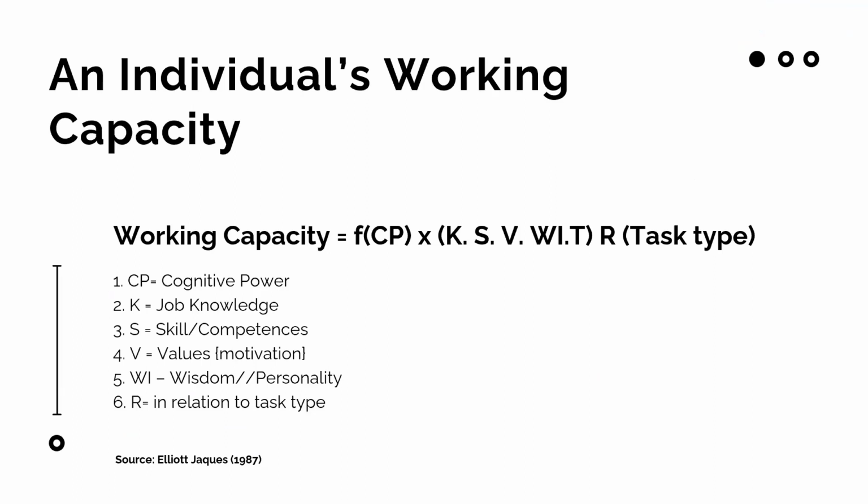Then we also need to be clear what actually drives the performance of an individual. According to Elliot Jacques, 1987, after well-documented research, they came up with this particular model, which I believe in: the cognitive ability plays a part, which is what they call cognitive power, then your job knowledge, which is your technical knowledge about the job. Technical job knowledge is not anything else except the technical know-how for that.